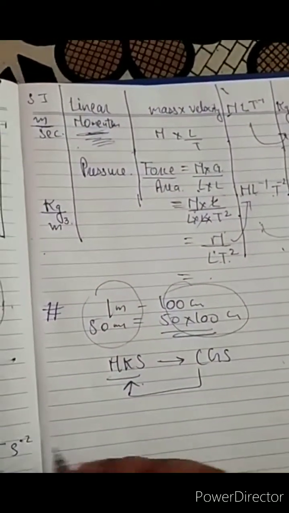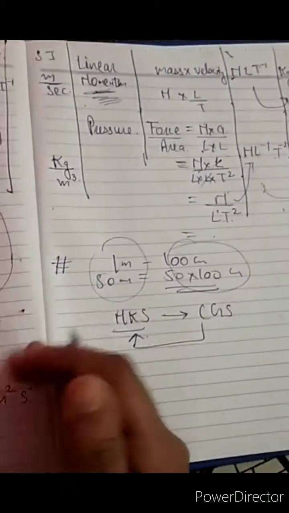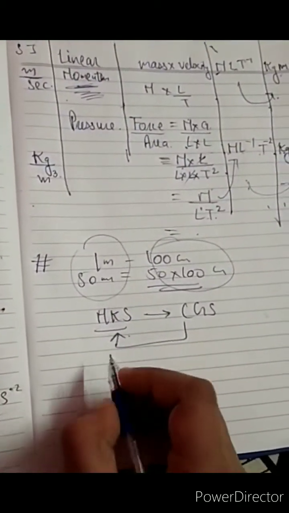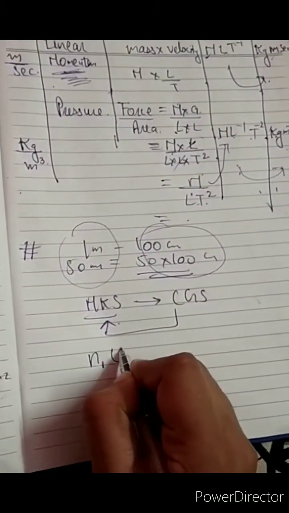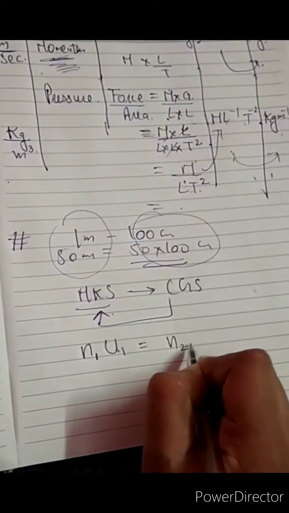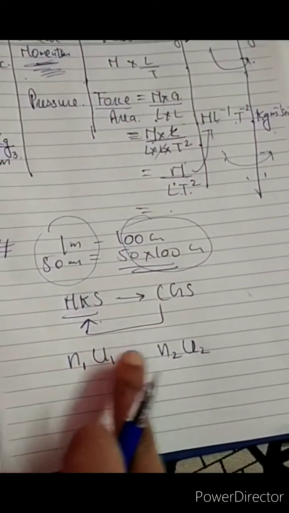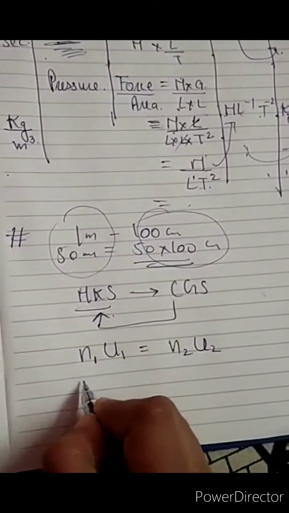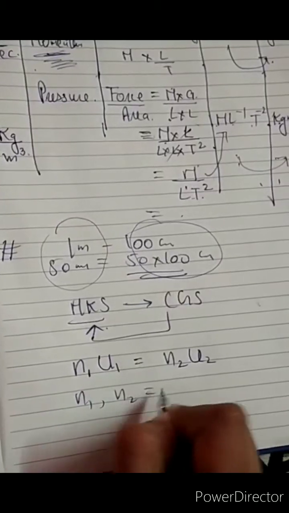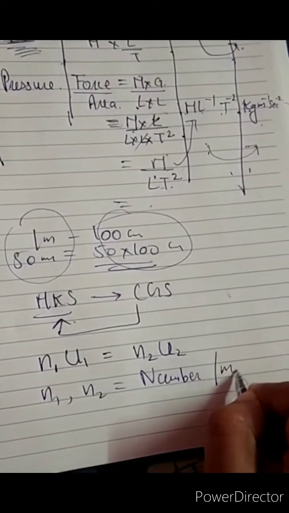So let's come to this topic and see how we can easily switch from one quantity to another. First of all, I want to tell you one very simple formula: N1U1 is equal to N2U2. Just remember this. What are N1 and N2? They are just a number, or magnitude.